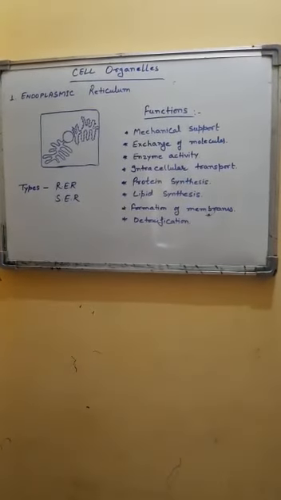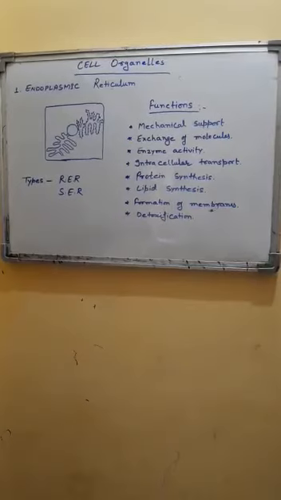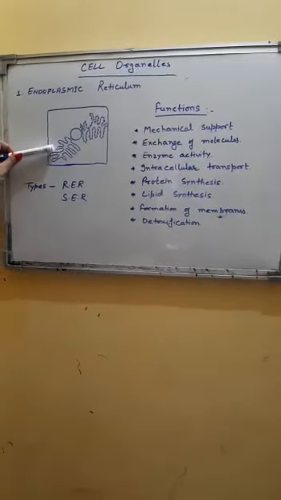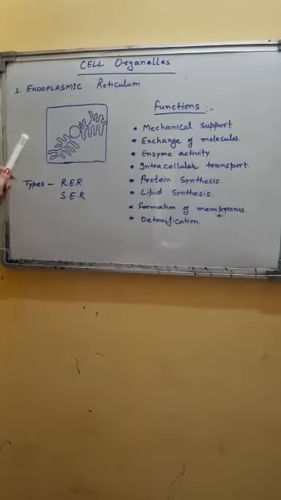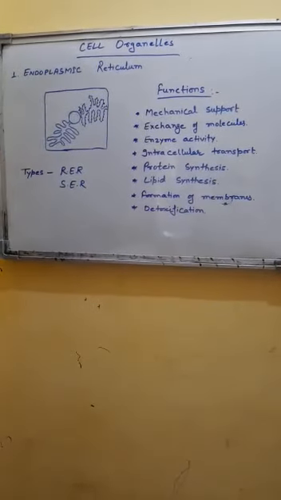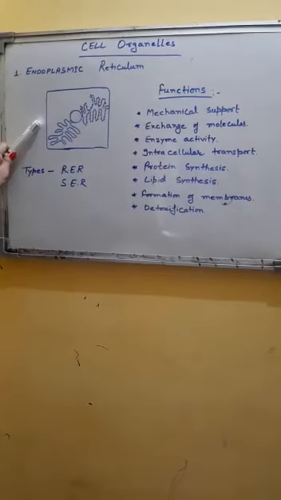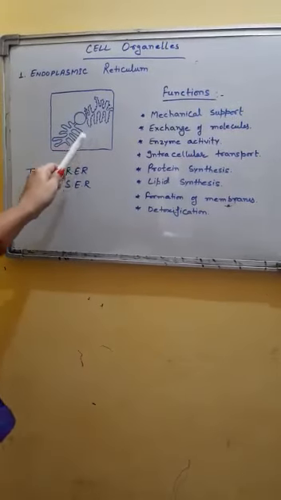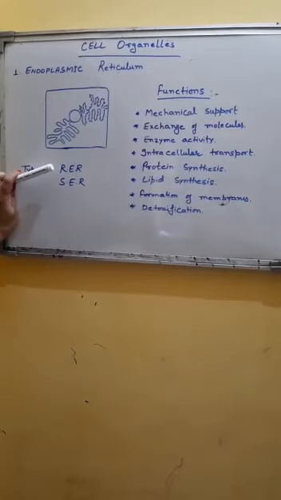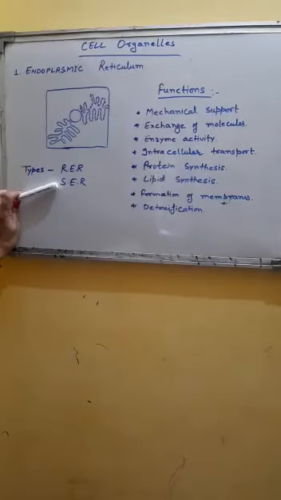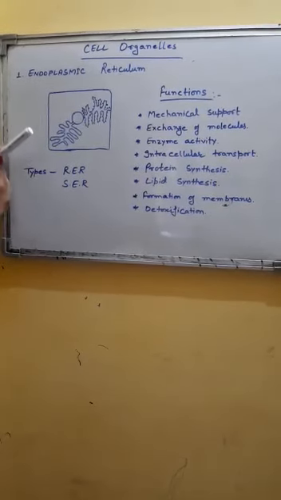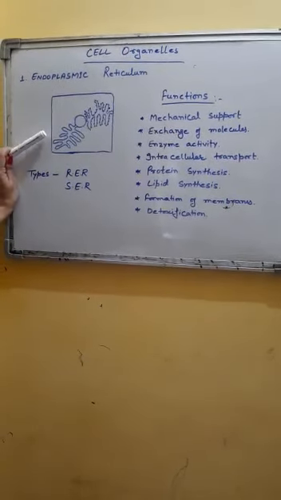The SER, on the other hand, is smooth in appearance as it lacks ribosomes, and hence it is called SER or smooth endoplasmic reticulum. So basically there are two types of endoplasmic reticulum: RER, that is rough endoplasmic reticulum, which has ribosomes attached on its surface, and SER, that is smooth endoplasmic reticulum, which lacks ribosomes and hence the surface appears smooth.